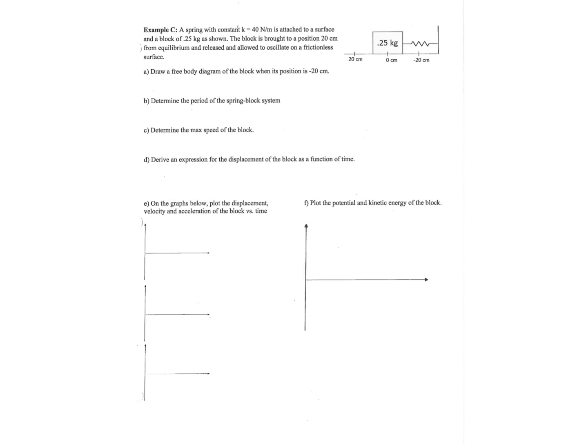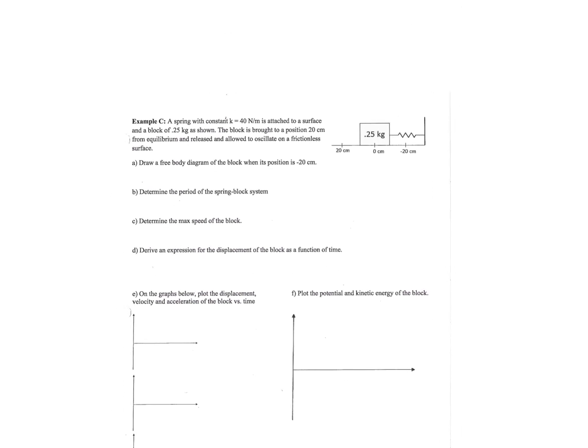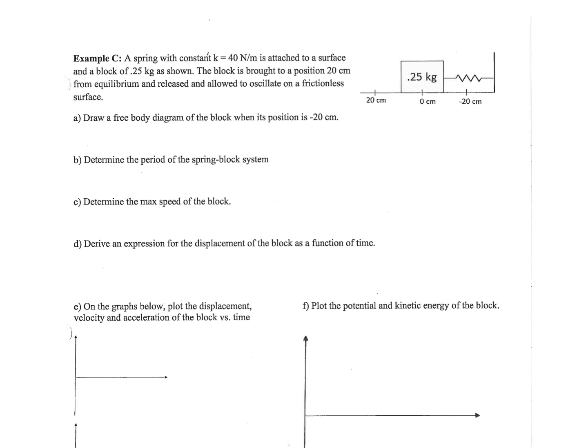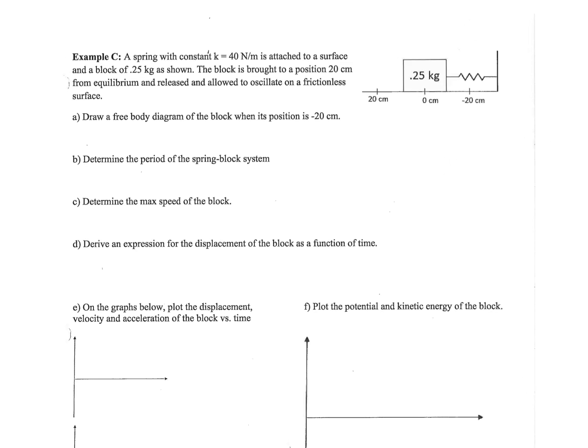There are only 2 types of positions that we're really interested in. So now let's look at example C here. We've got a spring with a spring constant of 40 newtons per meter attached to a surface, and a block is 0.25 kilograms. The block is brought into a position 20 centimeters from equilibrium. So we know this is K, this is M, this is mass. So this is brought 20 centimeters from equilibrium. That means that is our delta X, isn't it? And released and allowed to oscillate.